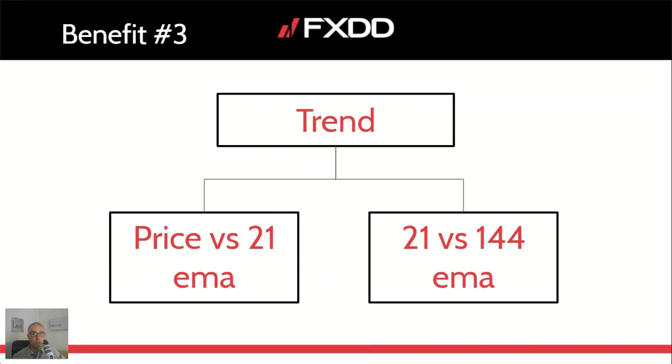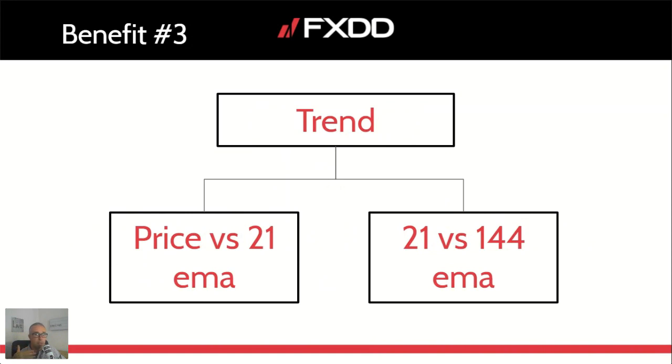So the third benefit: trend. This is a more classical kind of information, and most of you probably know that, but still worth mentioning for those who are maybe new to trading: the trend can be determined. I personally use 21 versus 144. If I see the 21 simply above the 144, uptrend. 21 below 144, downtrend. If the 144 is in the 21 EMA zone, then question mark. Trend could be both ways.